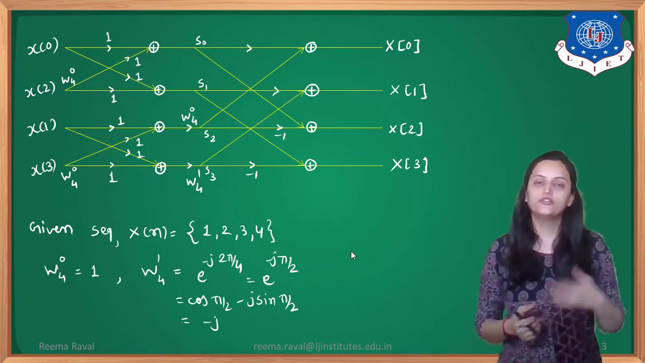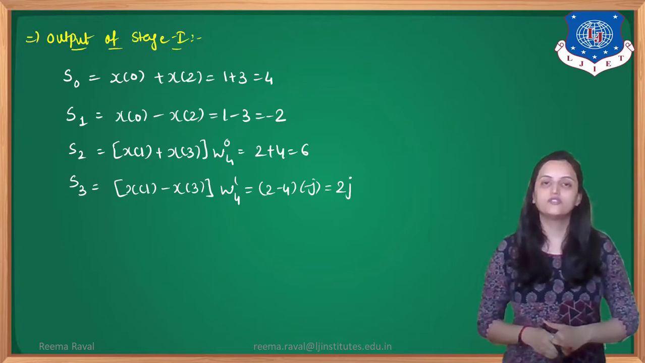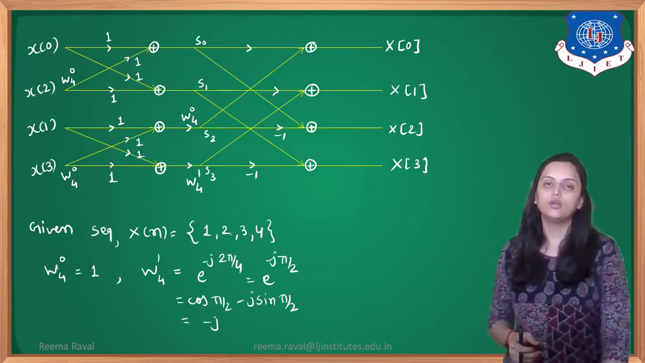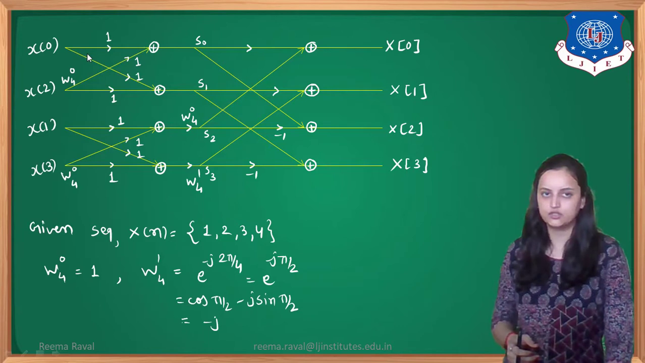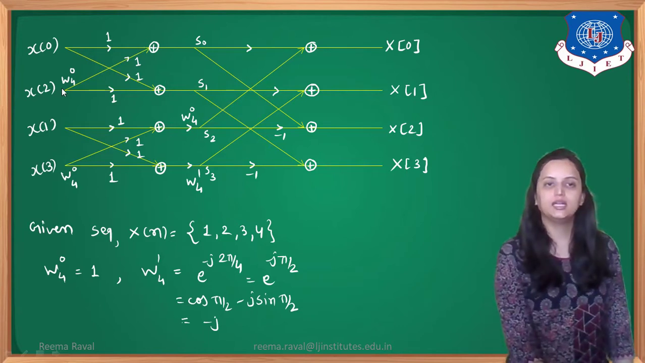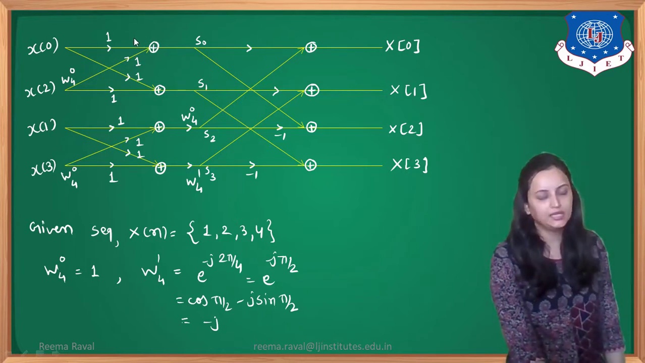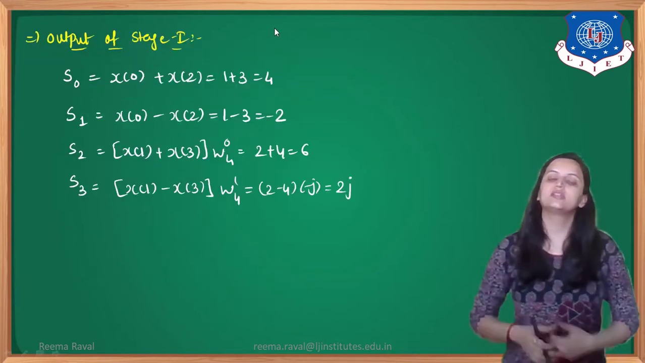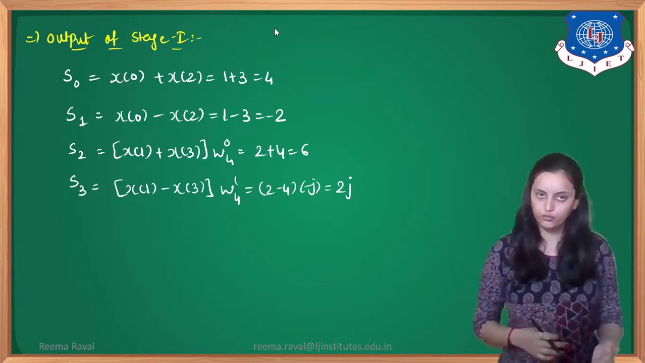Now we will calculate the output for each and every stage. Okay, so let us consider the output of stage 1. We are going to denote it as S0 to S3. Now if you look at this diagram, S0 has 2 inputs, that is, first one is x of 0 and the second one is W4 0 multiplied with x of 2. So here at this adder we have these 2 inputs. Considering this, we are going to make the equations for the rest of the outputs, right? As we have seen in the previous session. So S0 equals x of 0 plus x of 2.